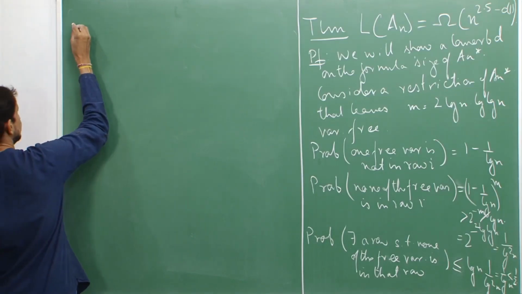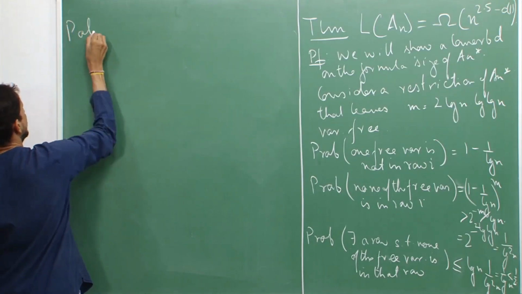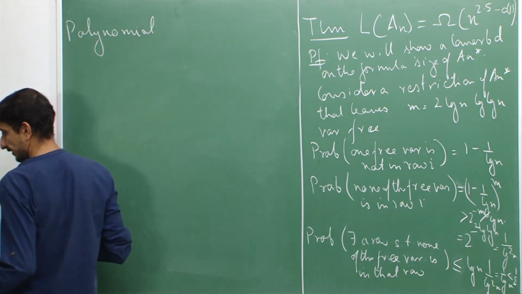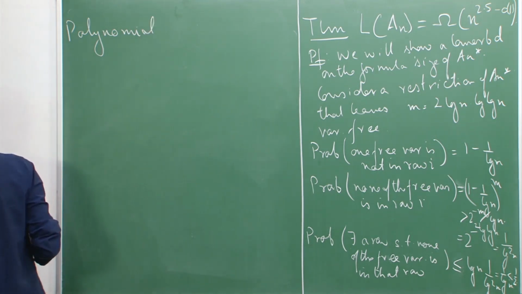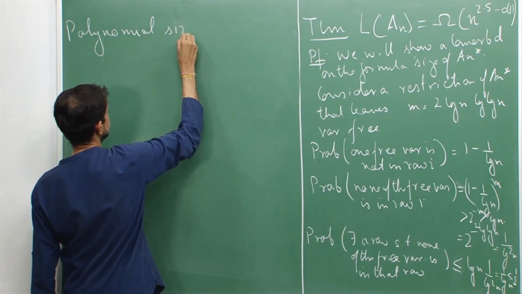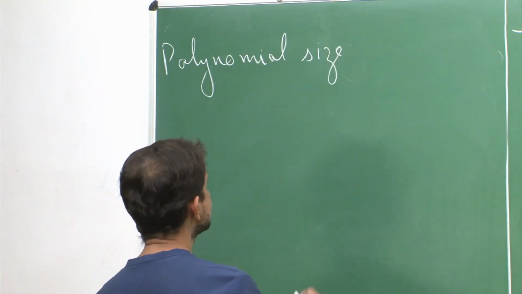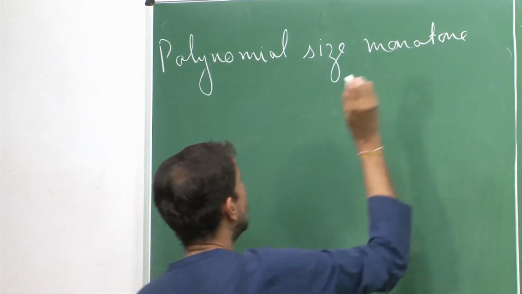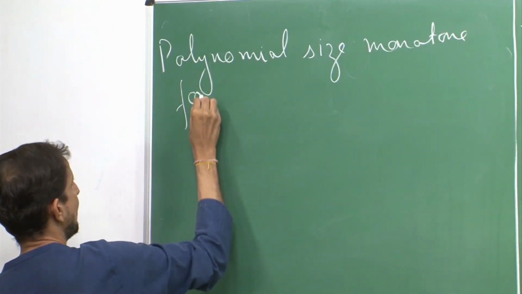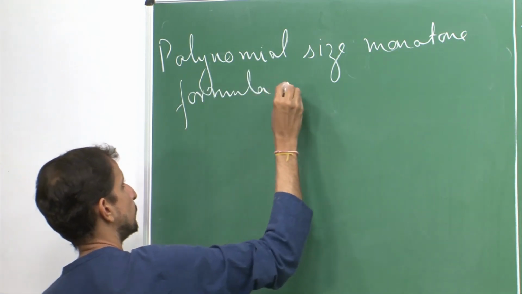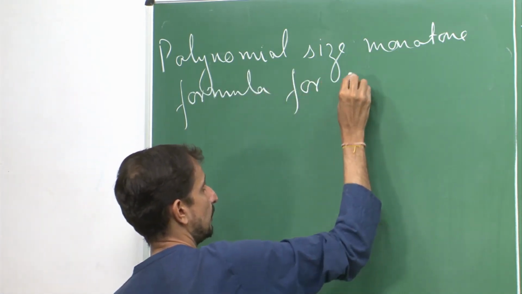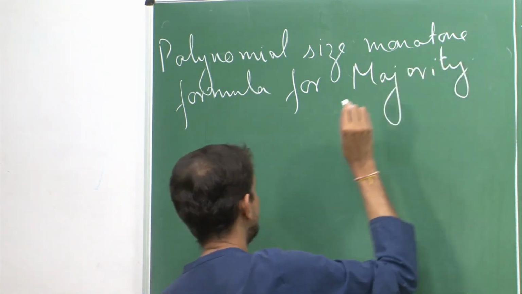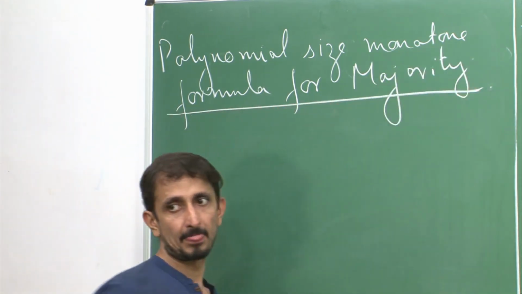So, let me first write it down. Polynomial size monotone formula for the majority function. Okay.